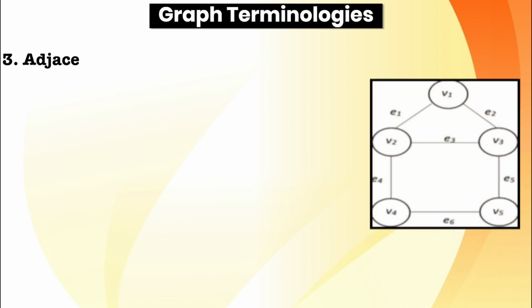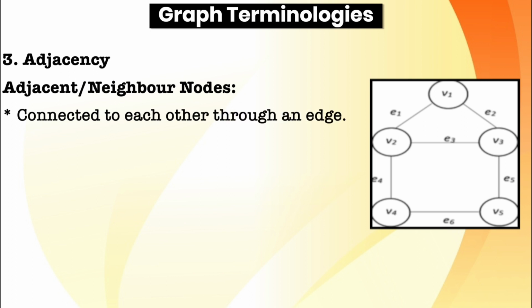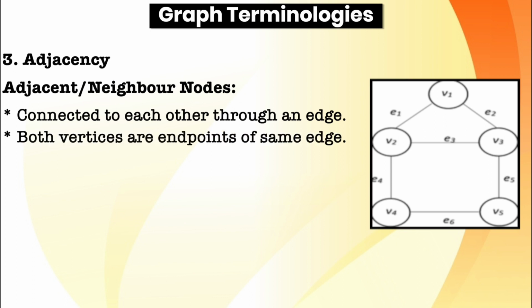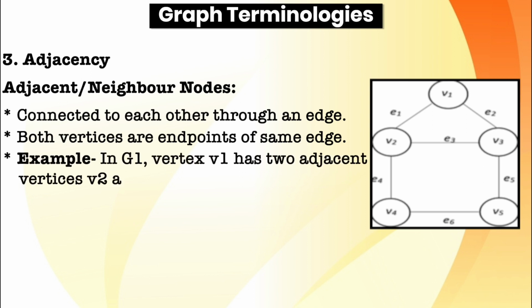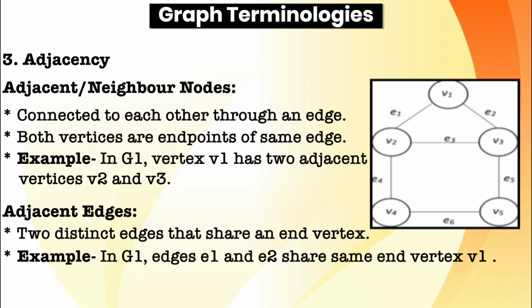Now, adjacency, adjacent or neighbor nodes. Two nodes or vertices are adjacent if they are connected to each other through an edge. Vertices that are both endpoints of the same edge are called adjacent nodes. For example, in graph G1, vertex V1 has two adjacent vertices, V2 and V3. Adjacent edges are two distinct edges that share an end vertex. In graph G1, for example, edges E1 and E2 share the same end vertex V1.